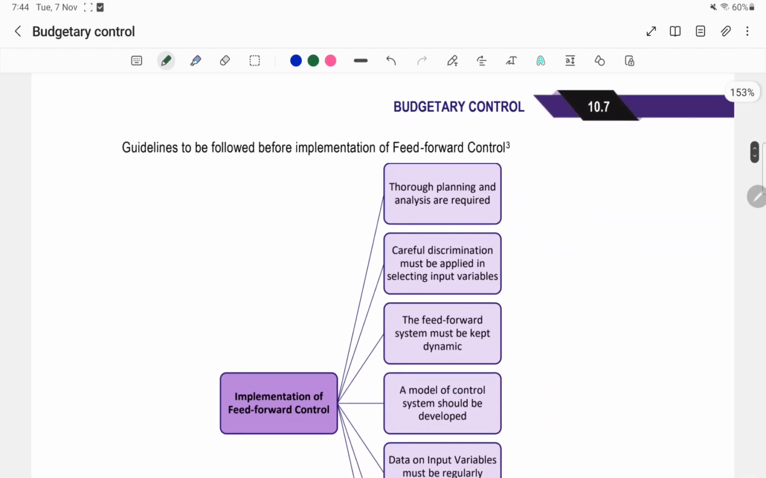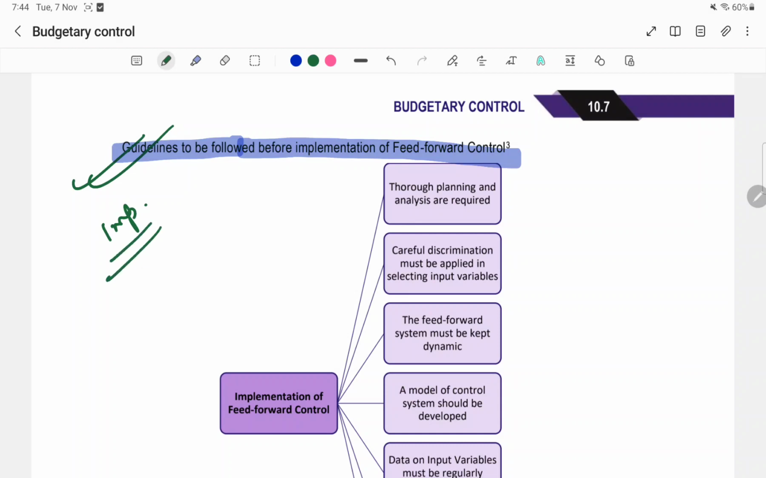Then what are the guidelines? So this question is important. Guidelines to be followed before implementation of feed forward control. So now feed forward control we have to implement. So before implementing that, what are the guidelines?